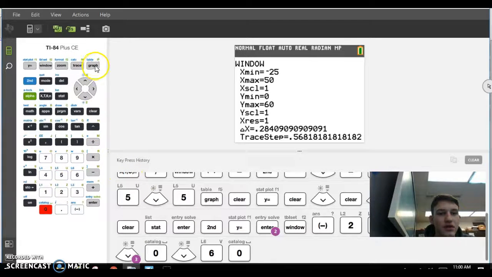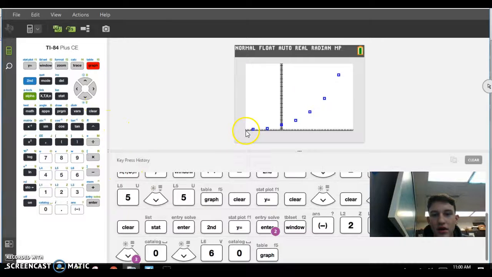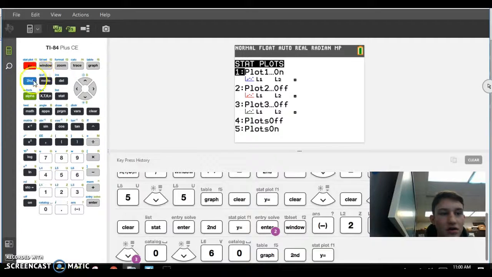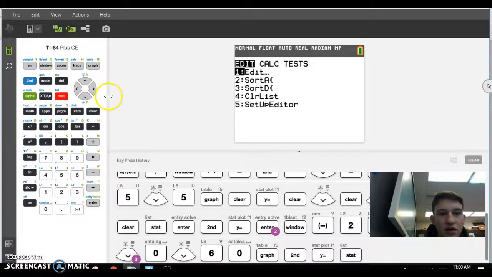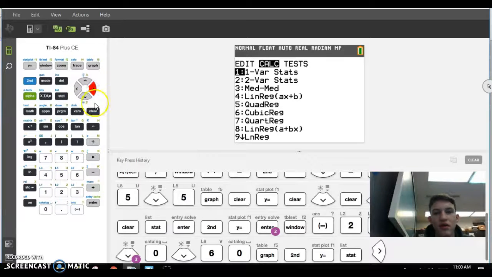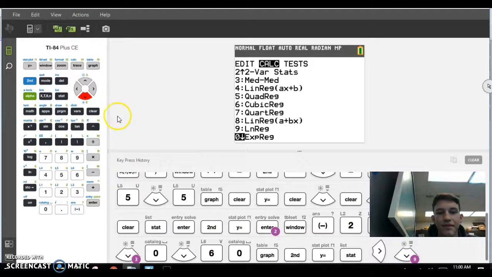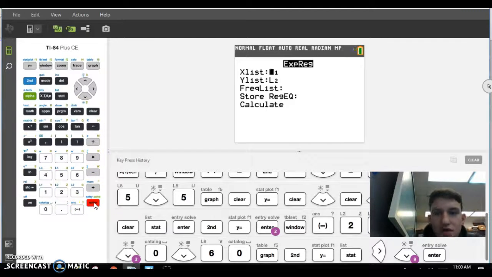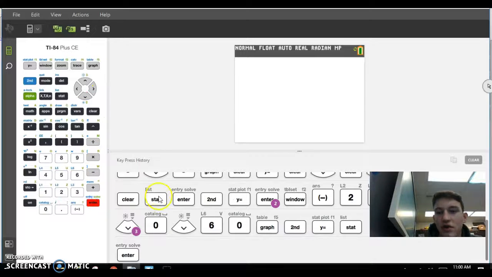Alright, and then you're going to graph it and see what it looks like. So your graph should look like this with your scatter plot. And then you go back, press stat. Scroll over to calc. Keep going down to 0, Exponential REG. Press enter. Then you're going to go all the way down to calculate. Press enter, and that will give you your equation.